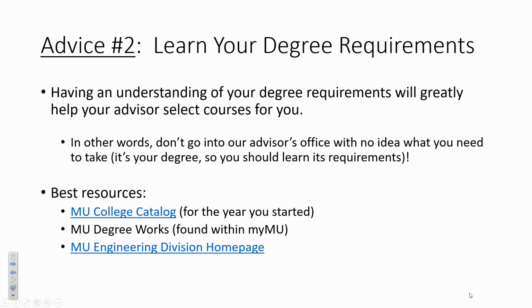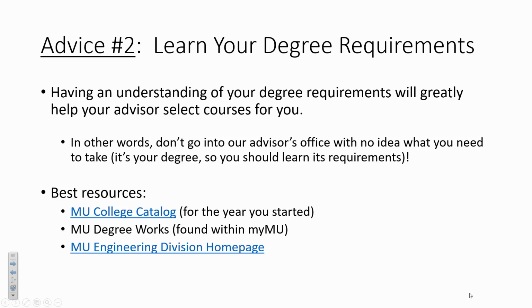My second piece of advice is to learn your degree requirements. I'll tell you, when I'm an advisor and I meet with a student and I say, well, do you have any idea what you need to take next semester? I don't know. Do you know what your major is? I don't know. Do you know what city you're in? I don't know. I mean, I'm of the opinion that it's your degree, and so I want you to take ownership of your future. I'm not saying you need to have every answer.